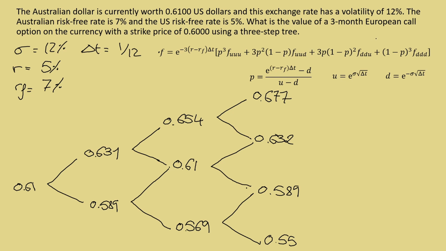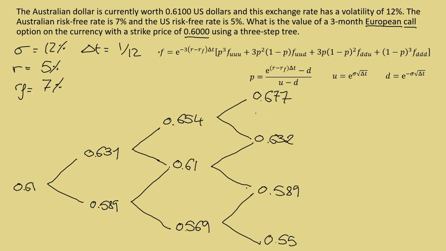Now, because this is a European call option, now European, remember, are options that you can only exercise at expiration, so the last time period. Therefore, now we can find out the option prices, the option values, by looking at the last time period. Okay. And remember, this is a call option. A call option is when you make money when the currency is higher than the strike price. Okay. So in our case, the strike price is 0.6. Therefore, we can see that here the currency value is 0.677. Therefore, the investor is making money.